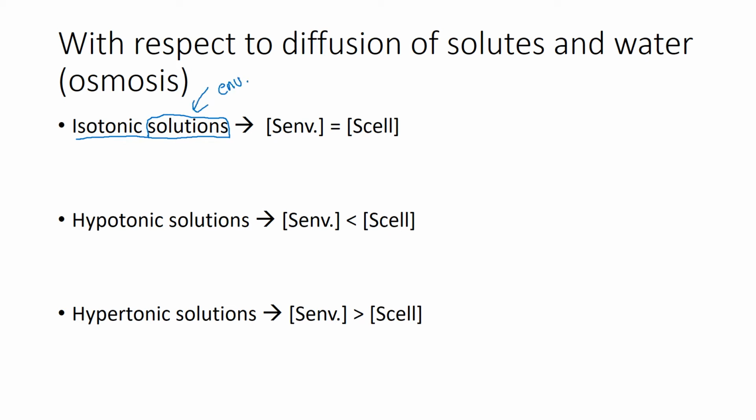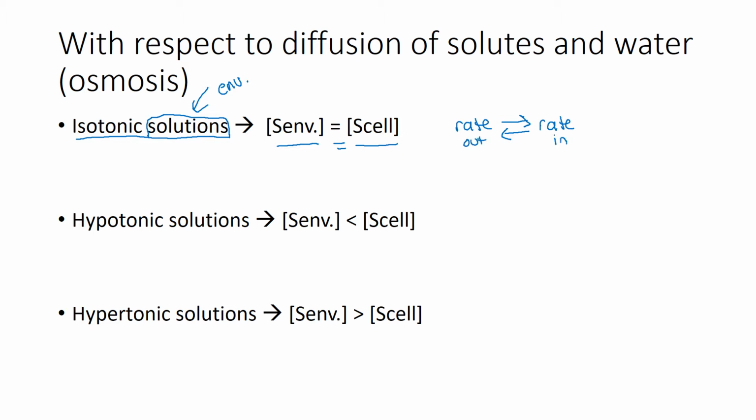So here, when a cell is in an isotonic solution, or when it's in something that's isotonic to itself, that means the concentration of solute in the environment is equal to the concentration of solute in the cell. So that means that the rate of diffusion outside of the cell equals the rate of diffusion in the environment, or into the cell. Okay, so out, in.